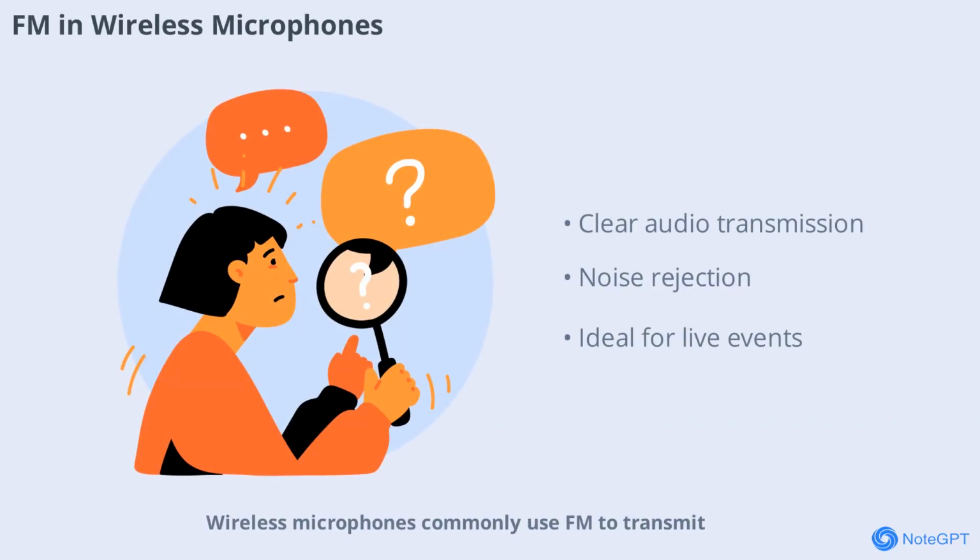Wireless microphones commonly use FM to transmit audio signals from the microphone to the receiver. FM's ability to reject noise and interference ensures that performers and speakers are heard clearly, even in environments with significant electronic noise. This makes FM the technology of choice for live events, broadcasting, and stage performances.